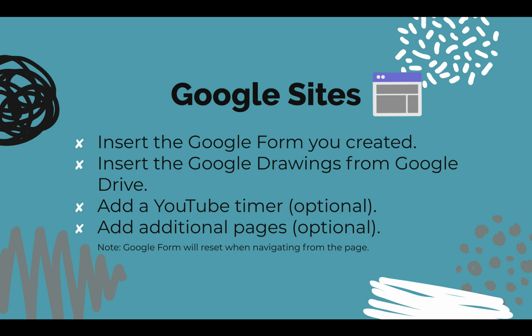And then if you like, you can add additional pages. And again, that's completely optional. But just know that if you are adding additional pages and you navigate from the page that has the Google form, it will reset when you navigate back to that page. So I typically just like to have everything on one page. And if I did like another page, maybe it's some additional information or like an extended activity.